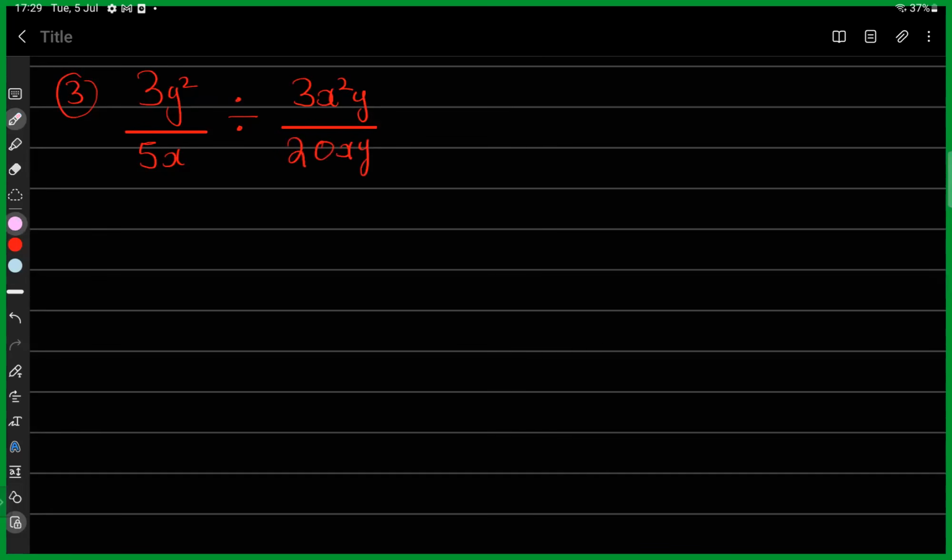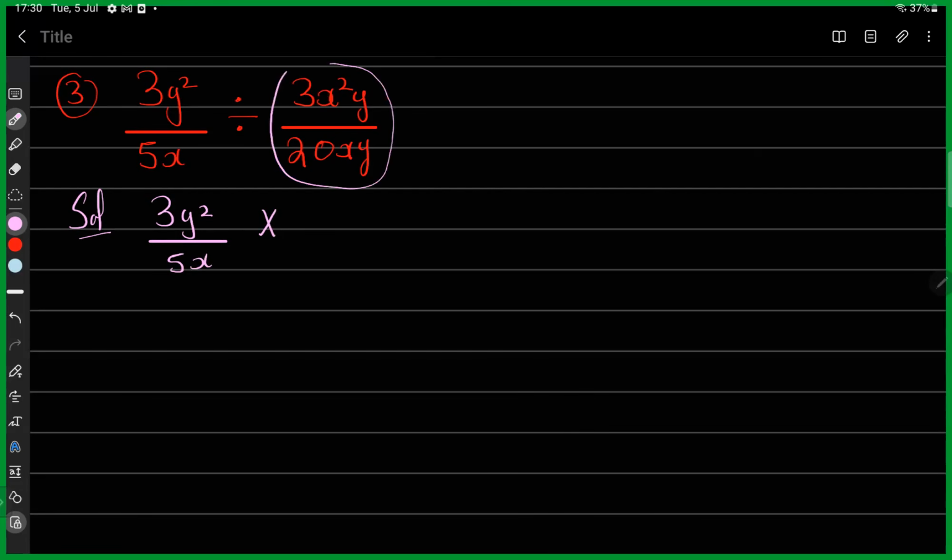All right, now this is the question. So first of all, I need to rewrite it. Now I have two fractions, and between these two fractions I have division sign. So what do I know? I'm talking about the solution. I'll write down 3 power y squared divided by 5x. I'll change the division sign to multiplication, and I will take the reciprocal of this fraction.